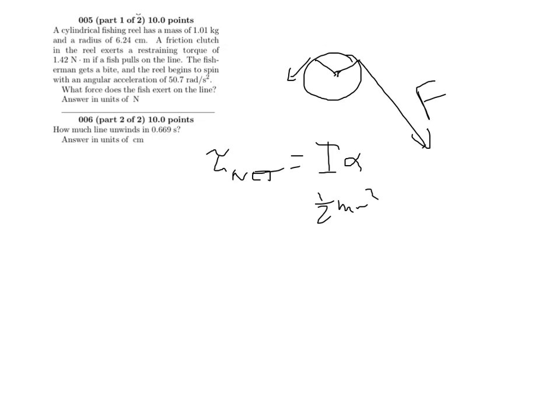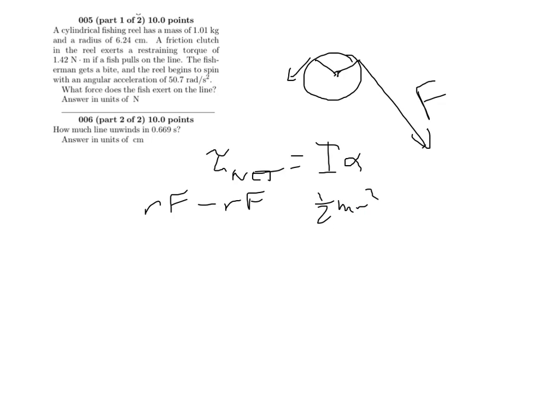And then the alpha, they give me the angular acceleration here of 50.7 radians per second squared. So that's my alpha. And my net torque is going to be the difference of the fish pulling. So that's going to be an Rf minus the Rf of the restraining torque. But they already give you what the whole restraining torque is. So this is 1.42 for me, is the whole Rf here. So I know this R, I know I'm looking for the force. This Rf is given to me. I know the mass and I know the radius.